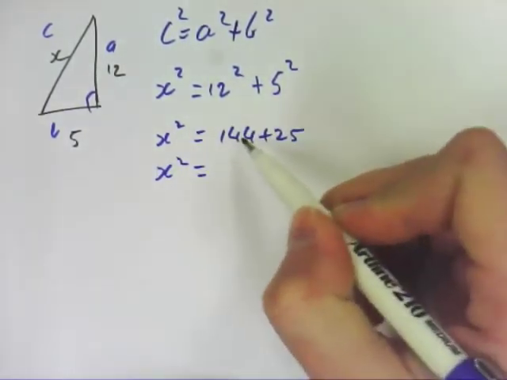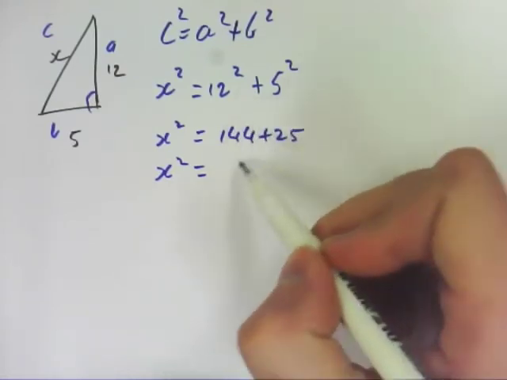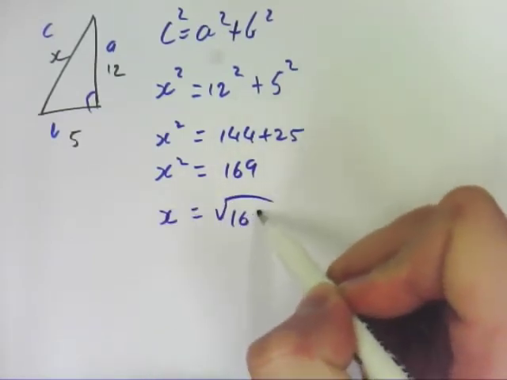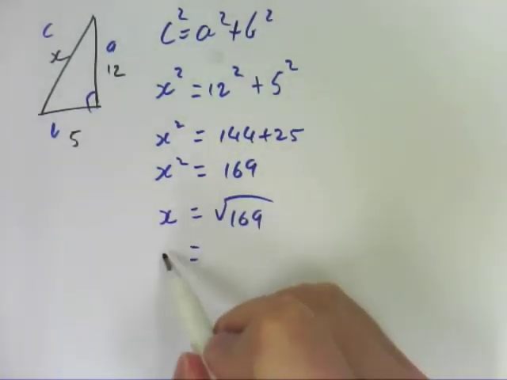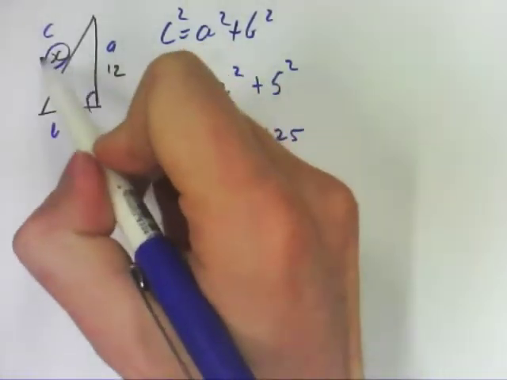X squared equals, and you can do all of this on your calculator, you don't have to do it in your head like I am, 169. So x equals square root of 169. So x equals 13. So that side there is 13.